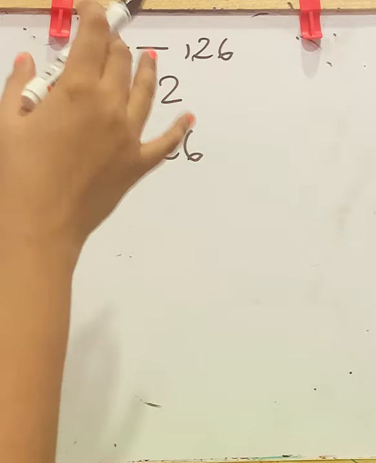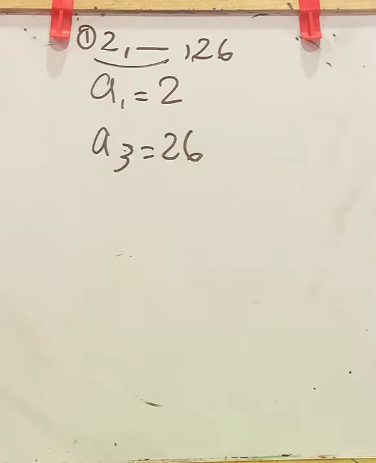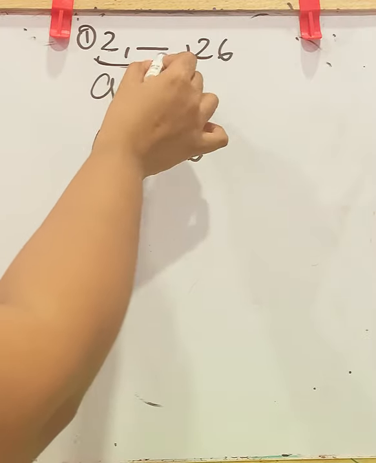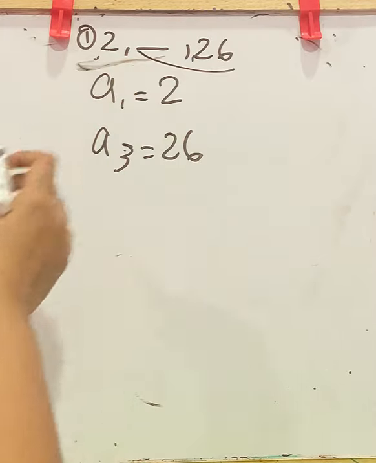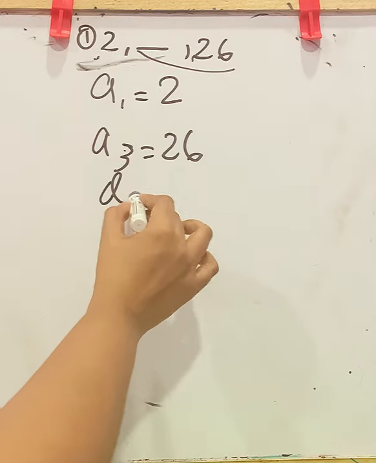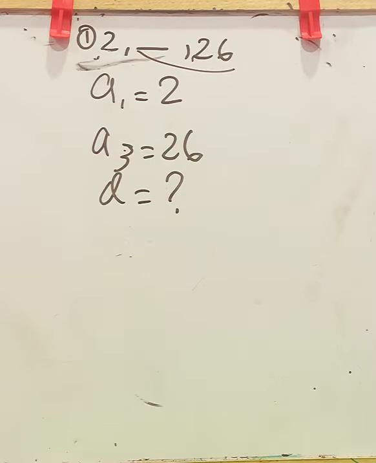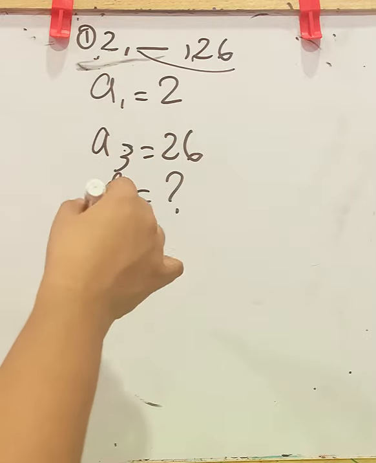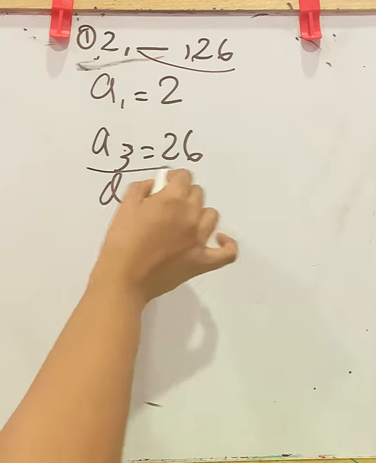To find d, we need two consecutive numbers, either like this or like this. Then only we can subtract and find the d. Here we can't find the d, so d is missing. Now we will apply all these values in the equation. That is, let us do this one.